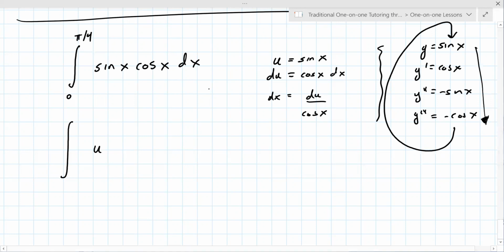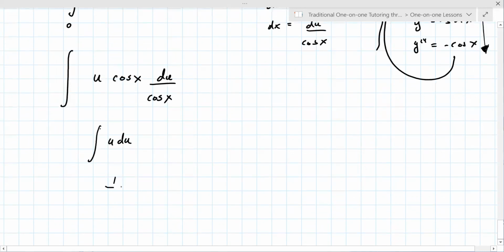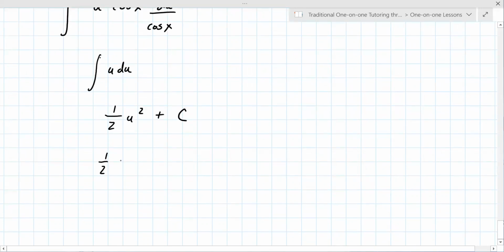Okay. So it's u, cosine x, du over cosine x. Your cosines cancel. So then it's the integral of u du. And then you do, is it like u squared? Yeah. Okay, so u squared over 2. And then that's sine x squared over 2 at pi over 4 and 0.